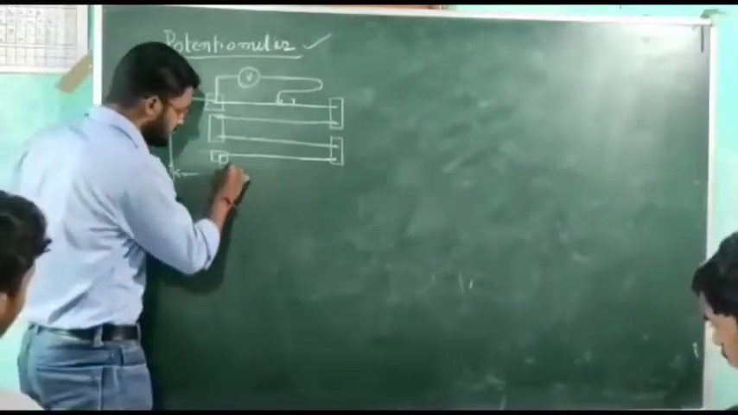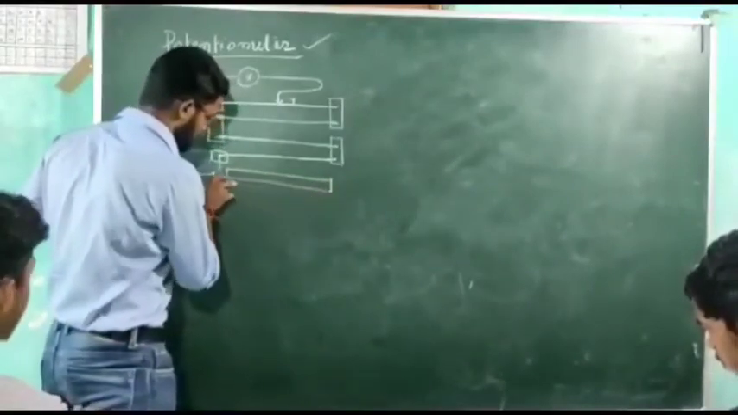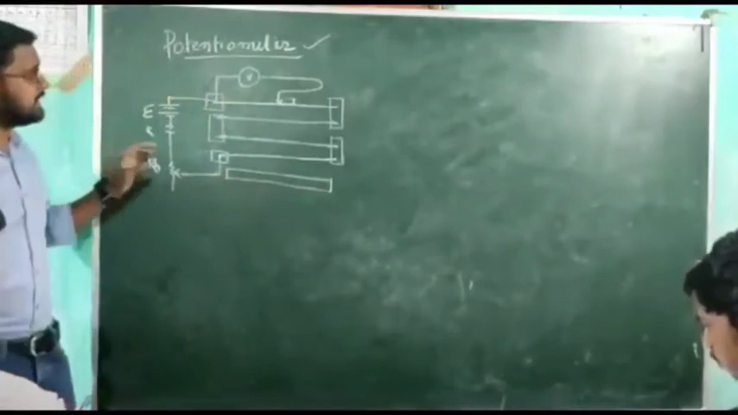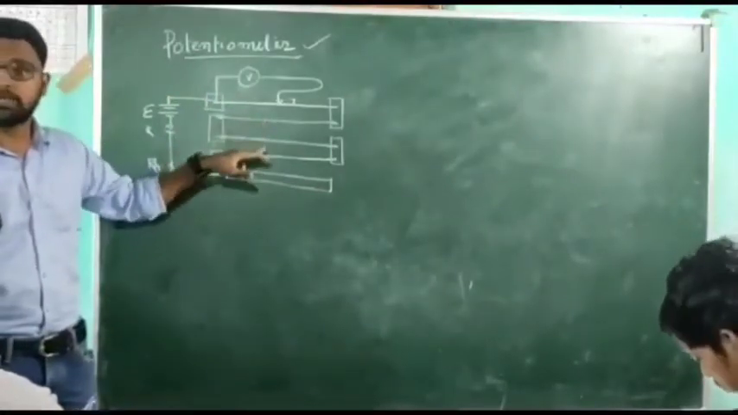So here will be a scale. Generally the potentiometer wire varies in number from 4 to 10.